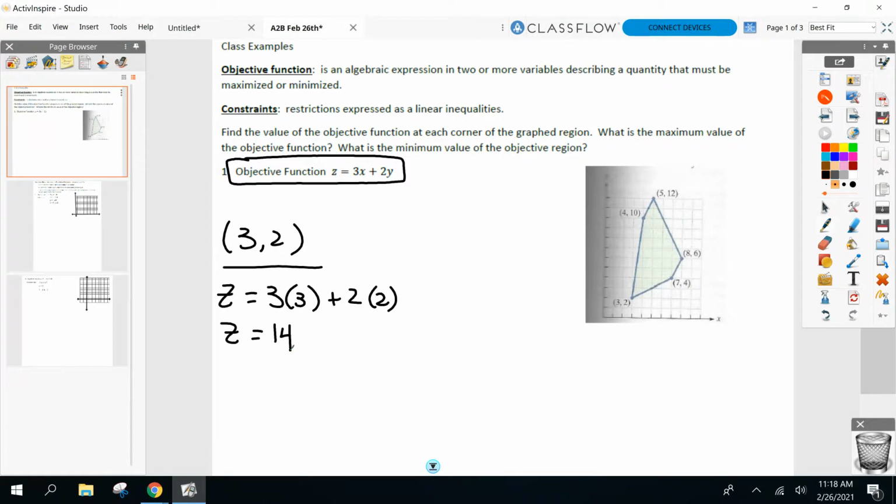All right, we got more points to plug in. Next one I see is 4, 10. So now I'm going to plug in 4, 10 instead and see what value I get for z.